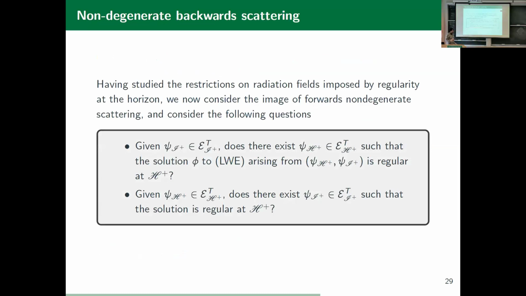Now I turn to the question of existence. If I'm given a radiation field at Chi plus, which is in the finite energy space, can I pair it with something at H plus, which is also finite energy, such that the solution is regular? And then I can ask the same question with something given at H plus.